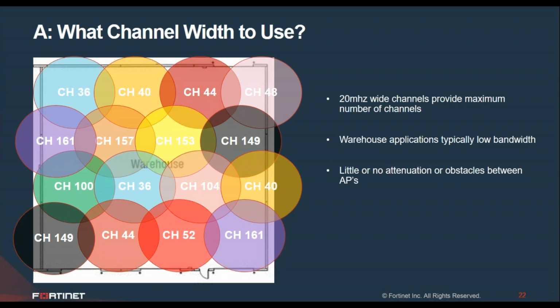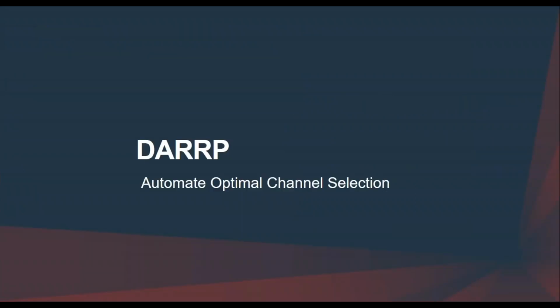So how do I manage this channel allocation? As you see here on this diagram, I had to manually go in and decide exactly which access point I wanted on which channel and how to space them out to avoid interference and channel reuse. On the FortiGate wireless controller, we have a feature that does this for you. It's called DARP, or Automatic Resource Radio Provisioning. And it is automatic channel selection.